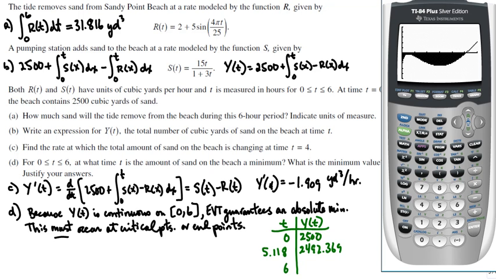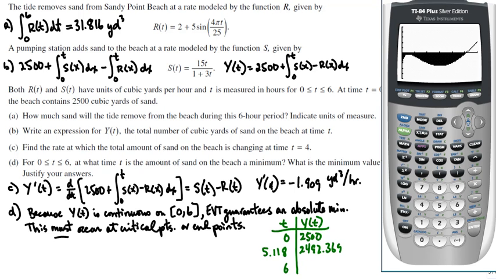Now I can tell at this point, if I go back to my graph, you see how the derivative was always negative, which means the amount of sand on the beach was decreasing the whole time up until 5.118. But after that it turns positive. So my lowest point has to be at 5.118 because I'm just going to add more sand after that point.